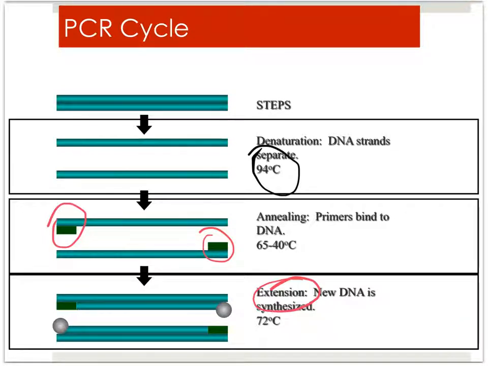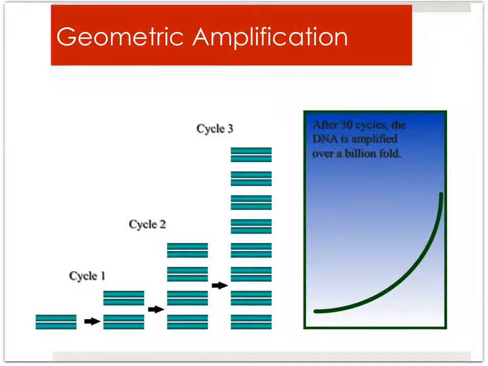It depends on the melting temperature of your primers, and we'll look at that in a little more detail. Typically in amplification, it's a polymerase chain reaction. These three steps, denature, anneal, extend, go for several cycles, typically 30 or 40 cycles. Then you get a geometrically amplified gene that you can see in your gel electrophoresis.